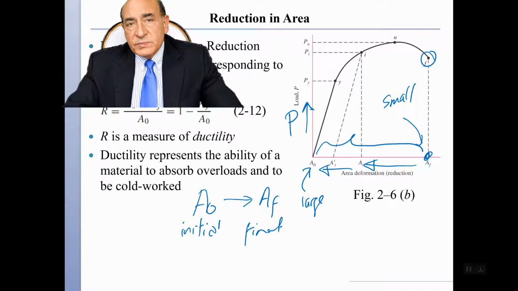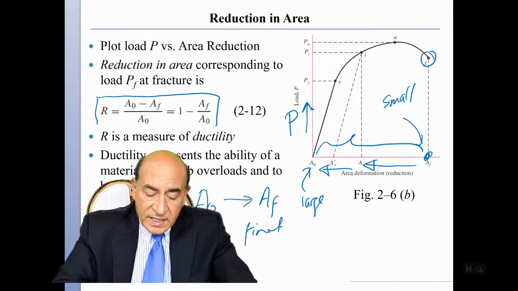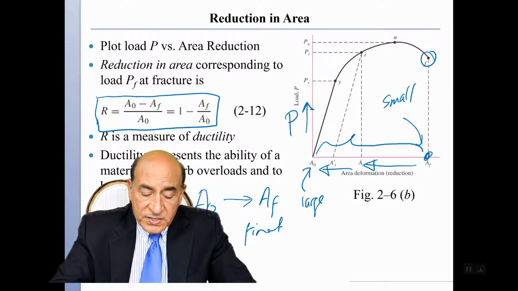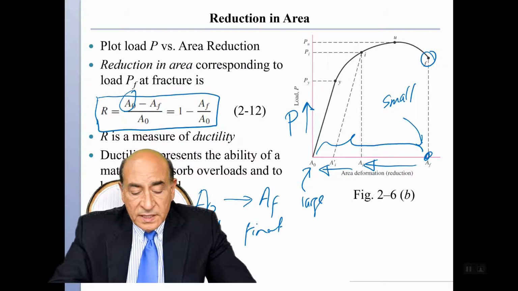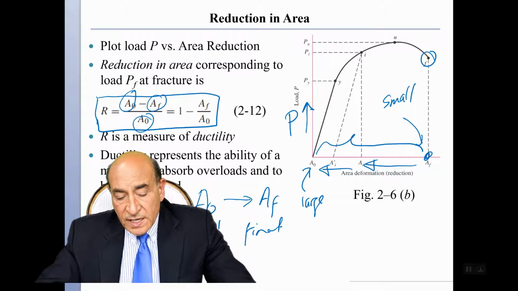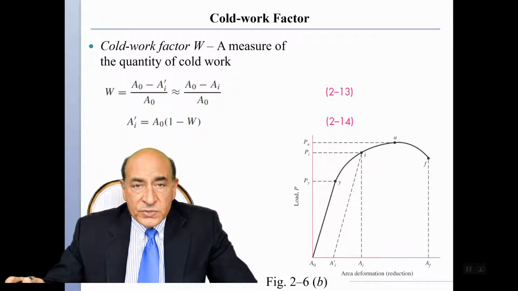This curve is important because it can measure the ductility of the material. We're going to define the ductility of the material with an index called the R index, or the reduction area index. And the more reduction area before failure, the more ductile the material is. So R is equal to the original cross-sectional area minus the final cross-sectional area divided by the original. So we will have 1 minus AF over A0. So this is the case if I push the material all the way to failure.